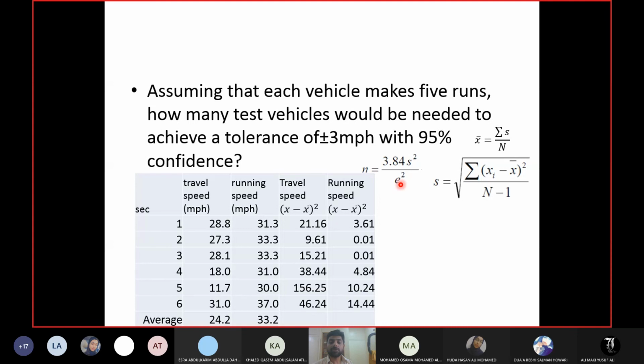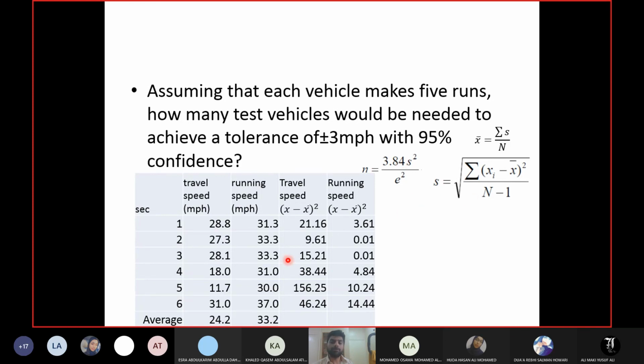You are talking about this equation, Ali. This is what we derived for the spot speed data. If you want to know how we got this equation, go back to the spot speed slides, you will see the derivation there. But this is the equation for calculating the number of observations required with 95% confidence interval.